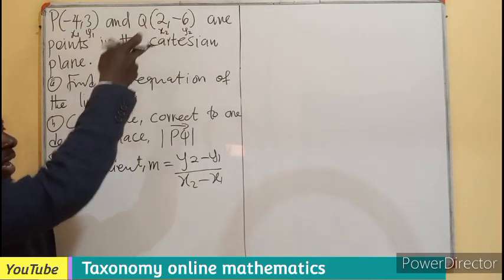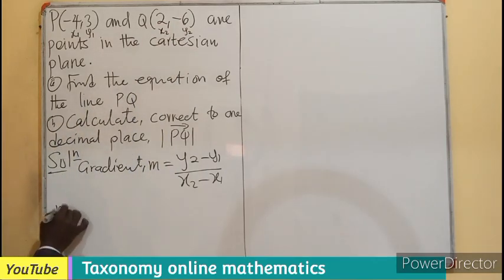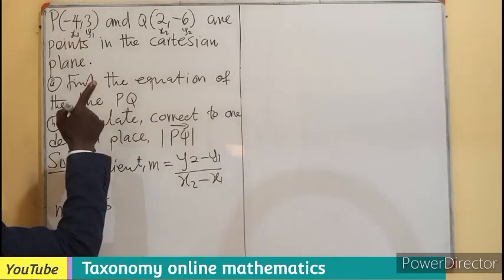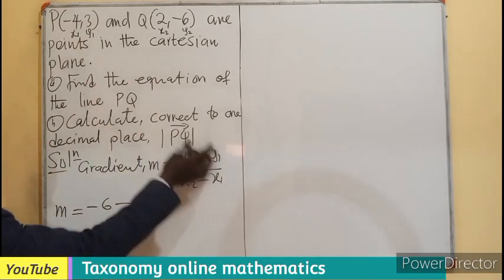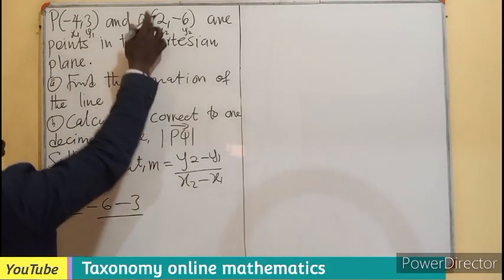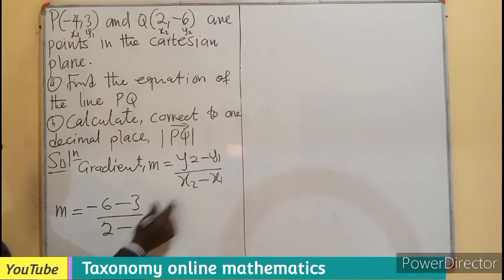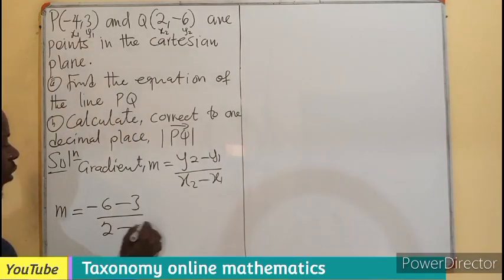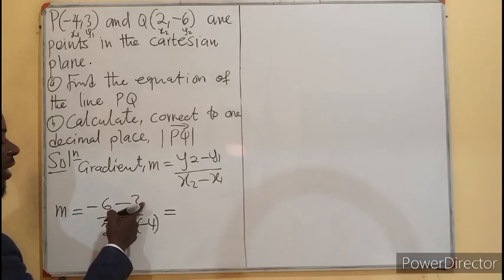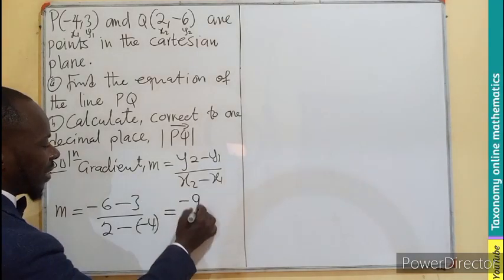So we lift the numbers the way they are, meaning the gradient will be y2, which will be minus 6, already as minus there, then minus y1, which will be 3, divided by x2, which will be this value, minus x1, which is also negative 4. Don't forget, it's a negative 4 from here. This is the minus from the equation. And that can be translated to mean minus 6 minus 3. That gives us minus 9.